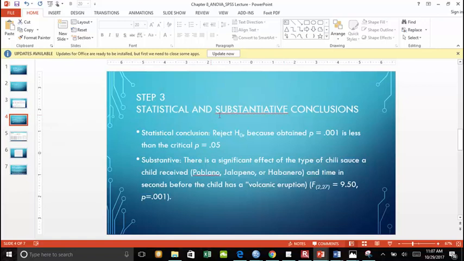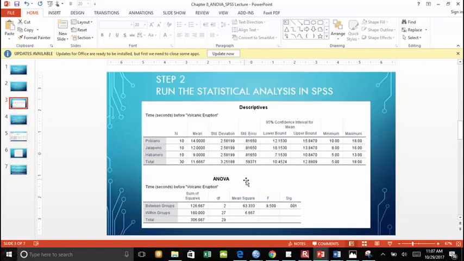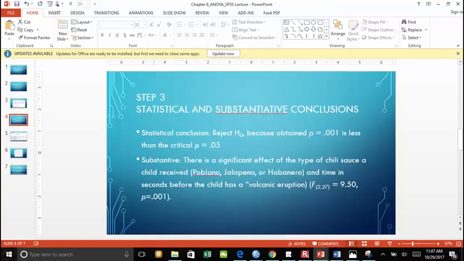So our statistical and substantive conclusion: we reject the null because our obtained P of 0.01, and you see that here in the ANOVA, 0.01, is less than the critical P of 0.05. And substantively, all we can say from our overall ANOVA is there is a significant effect of the type of chili sauce a child received, Poblano, Jalapeno, or Habanero, and time in seconds before the child has a volcanic eruption.